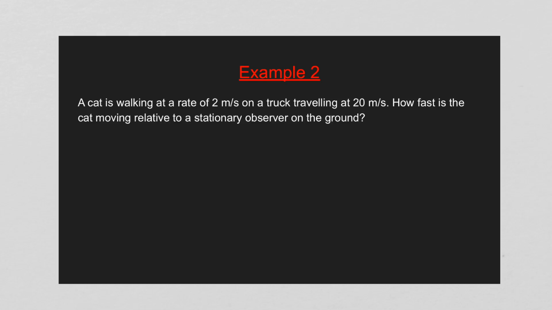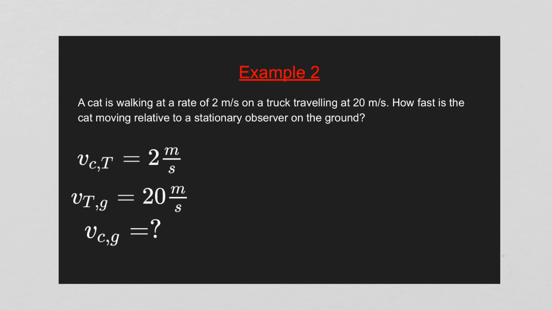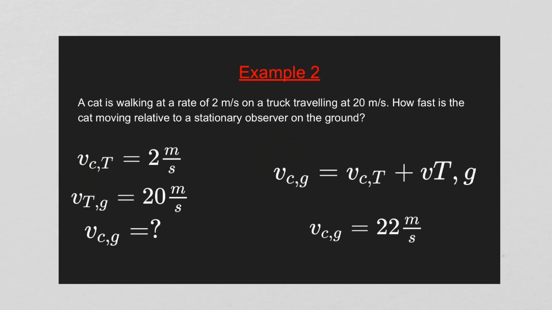Let's look at a second example. So we've got a cat on a truck. We know the cat is moving 2 meters per second. Again, we're going to do the same type of matching. The velocity of the cat relative to the ground is the velocity of the cat relative to the truck plus the velocity of the truck relative to the ground. We add them together, and we get 22 meters per second.